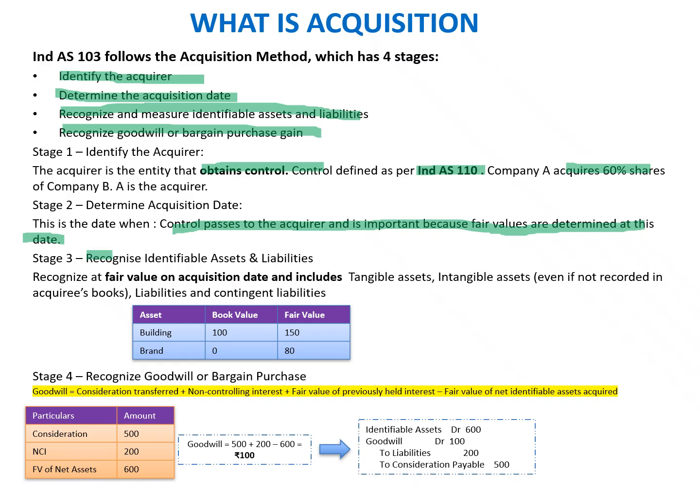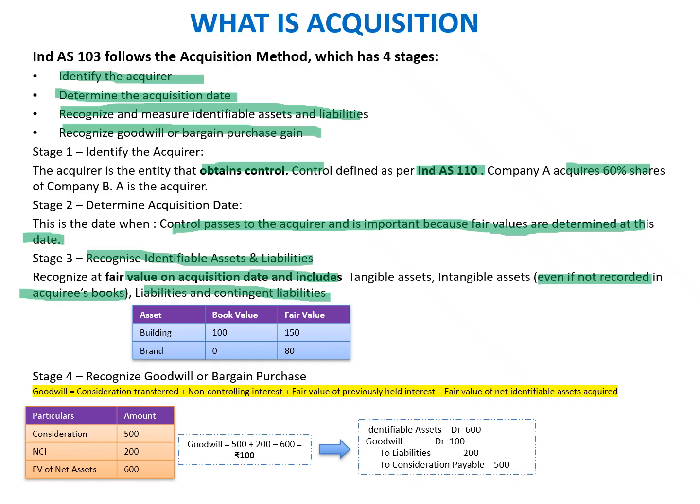Stage three is to recognize the identifiable assets and liabilities. Recognize them at fair value on the acquisition date, and this includes tangible assets and intangible assets, even if not recorded in the entity's books. This is most important. Even if it is not recorded in the books, we have to account for it at fair value when we are doing the acquisition of the business. Liabilities and contingent liabilities are also recorded at fair value. So, a quick example here.